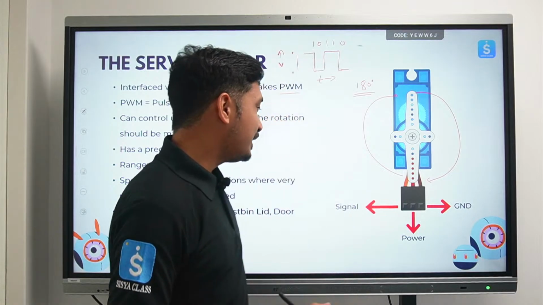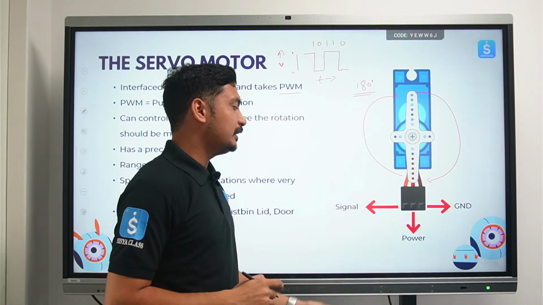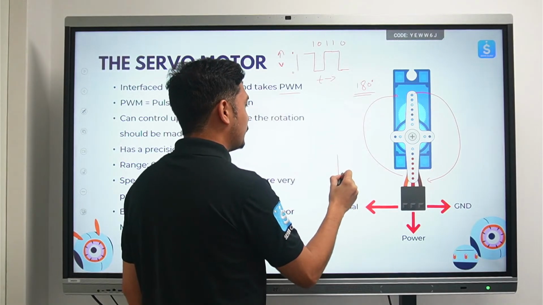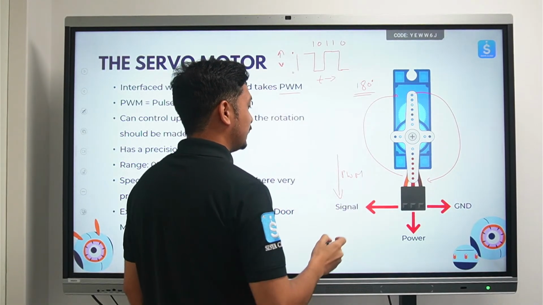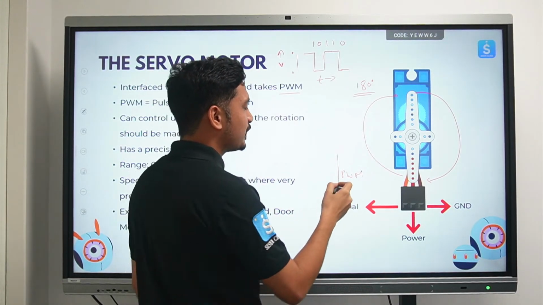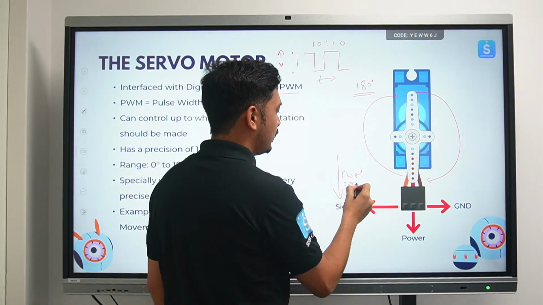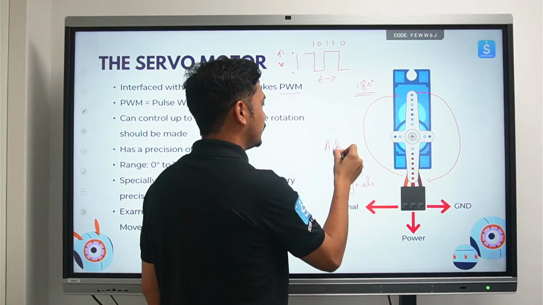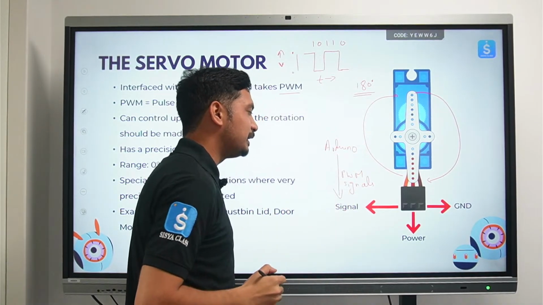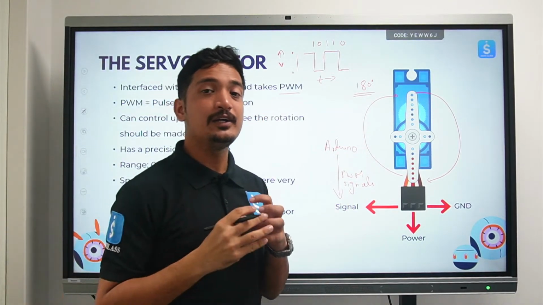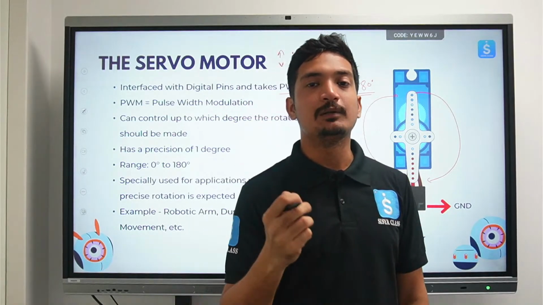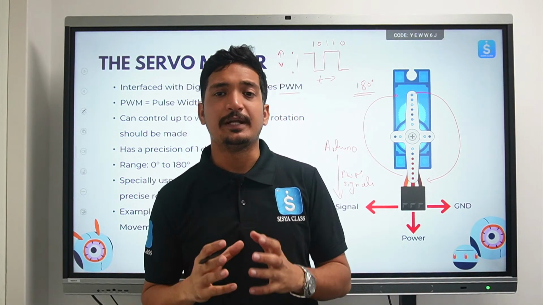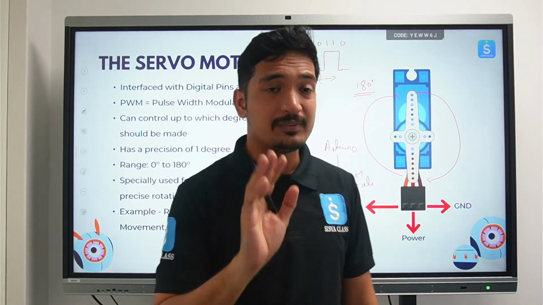Then the next thing that we have is a signal. The signal is the place where it will receive the PWM, or pulse width modulation. It will receive PWM signals from the Arduino board. So Arduino will output the PWM signals, and the servo motor will take those PWM signals as input. Okay, I believe this is clear to all of you.